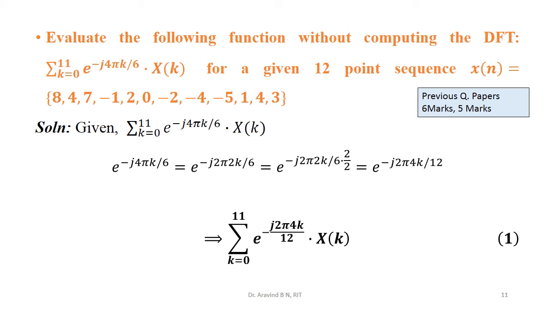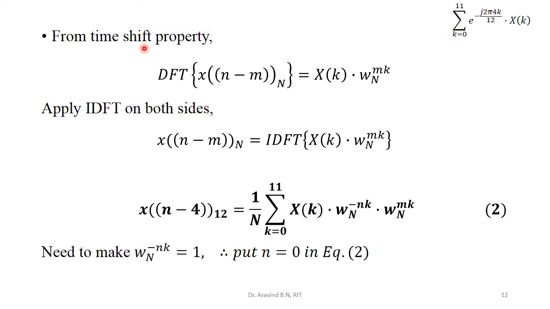Now getting into the next step. In the next step we directly apply the time shift property. The time shift property is: DFT of x of n minus m with respect to n is equal to x of k into omega n to the power mk. Applying IDFT on both sides, we get this expression. Now what is being asked and what we have to match with, we need to identify. It is not that straightforward. So this is what is being asked.